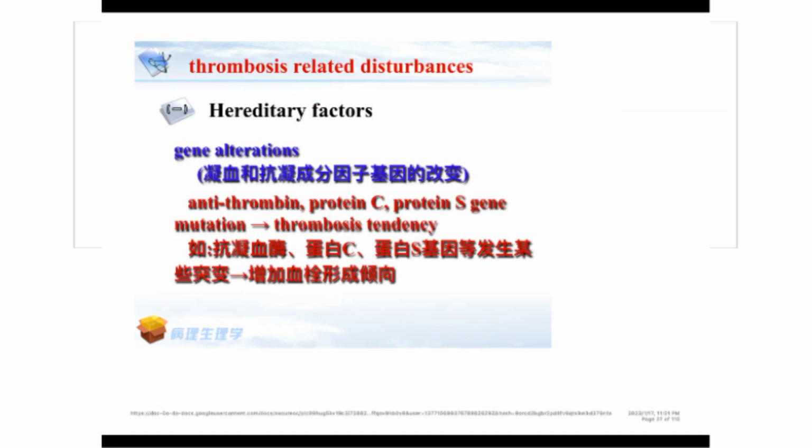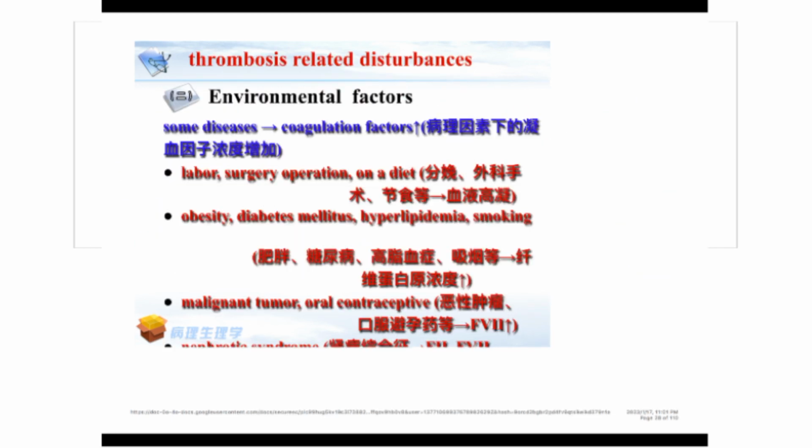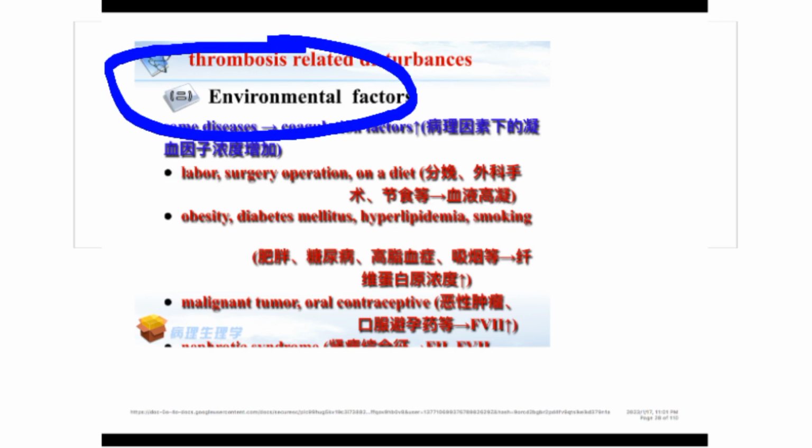So this is a genetic cause, and the second category is the environmental cause of thrombosis-related disturbances. When we say environmental, we mean factors not directly associated with mutation or hereditary things. They are acquired things. So we have labor, a woman in labor, that is a parturient, right?